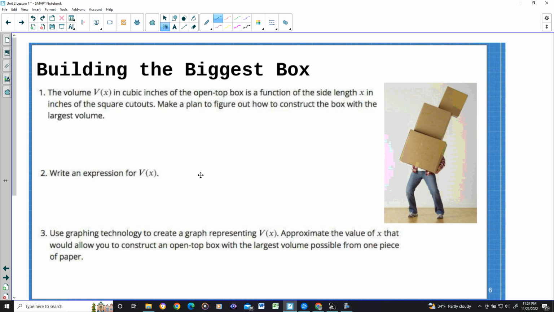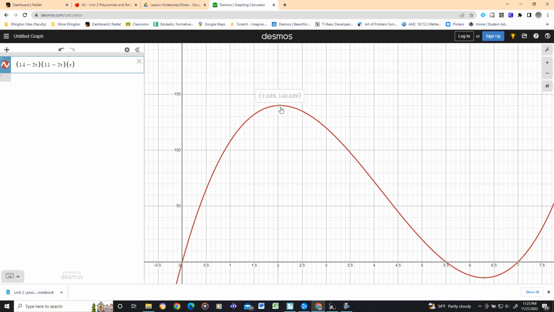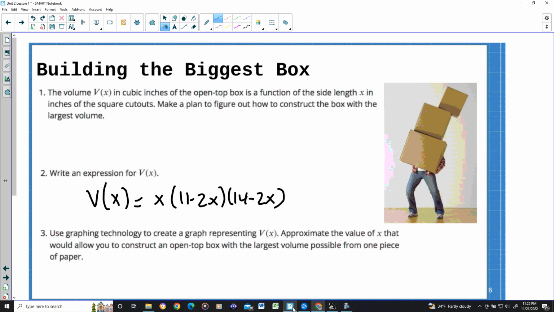We wrote an expression. Just to clarify, the way that this expression is going to look is V of x is equal to x times (11 minus 2x) times (14 minus 2x). And you could put those in any order that you want, but that's one way of writing it. And we've already looked at this on a graph and we've estimated what that point is. And that point, for this box, is around 2.039. So let's write that in.